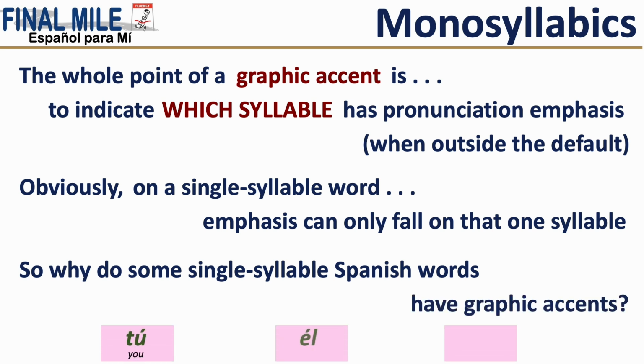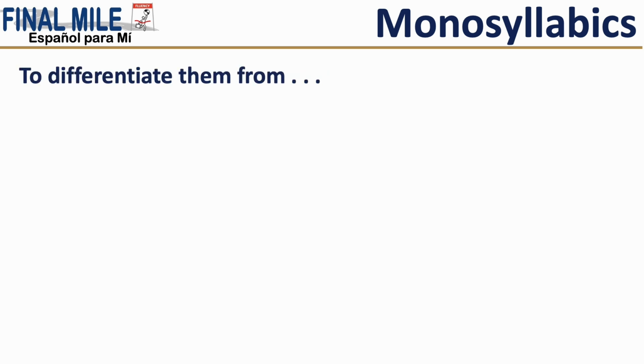So why is it that some really short single syllable Spanish words have a graphic accent? What is the point? Okay, you probably have seen these words already. Tú, meaning you, the subject pronoun. Él, meaning he, also a subject pronoun. Más, more. Short words, single syllable, and they have accents. So let's find out the reason.